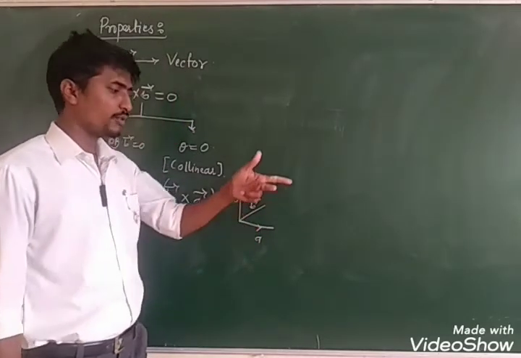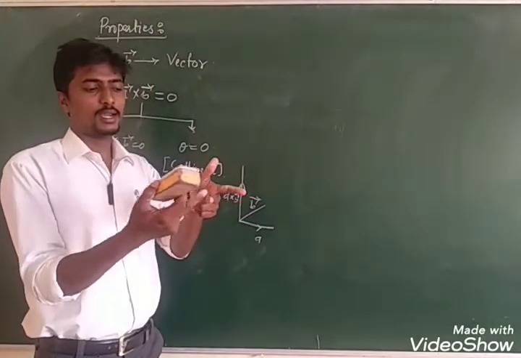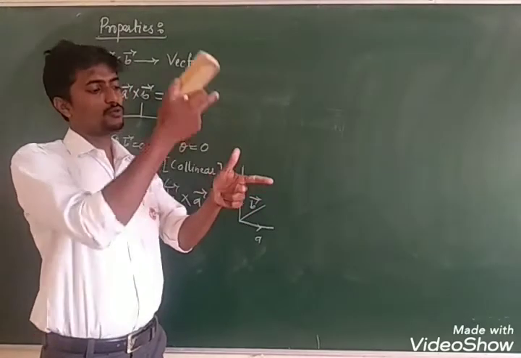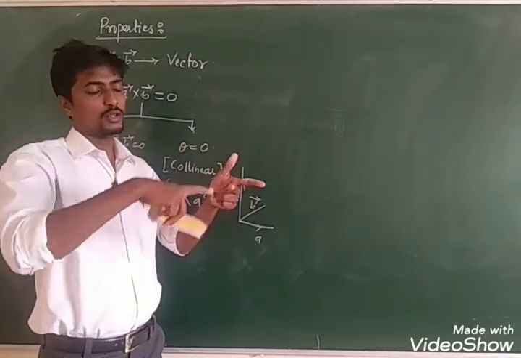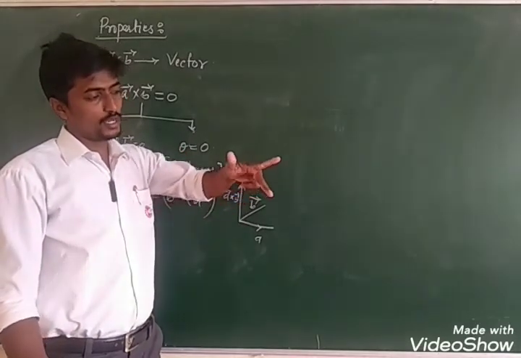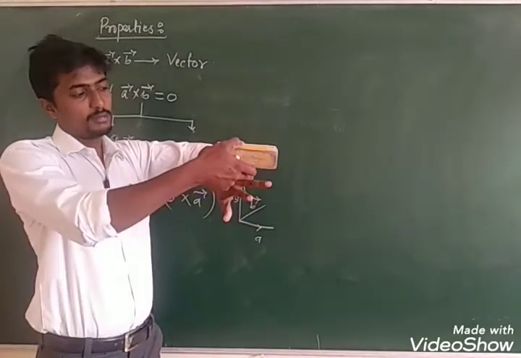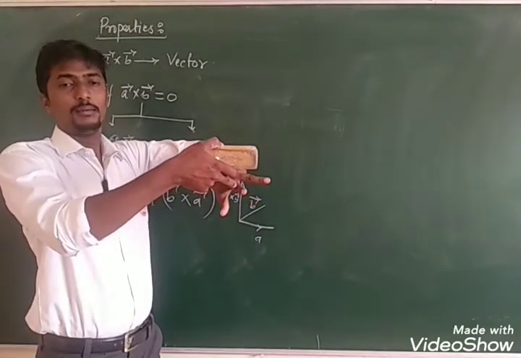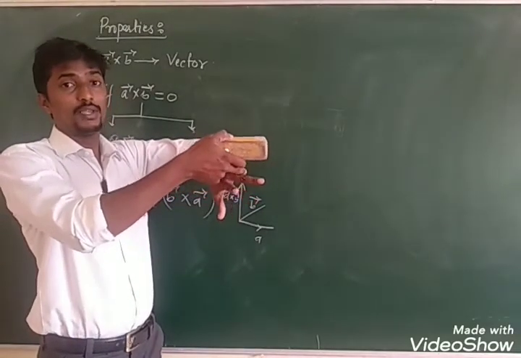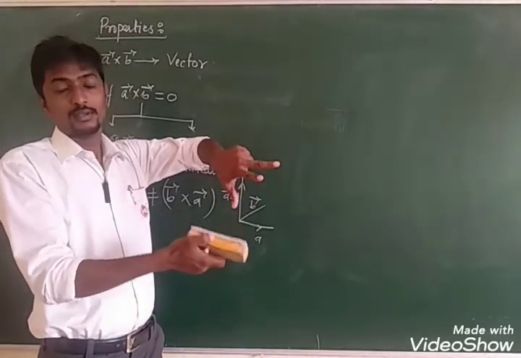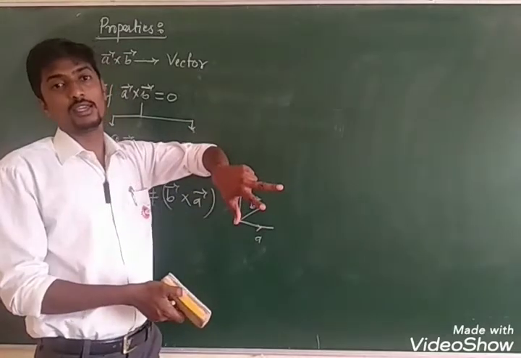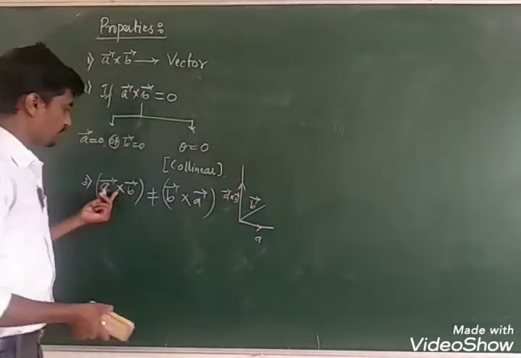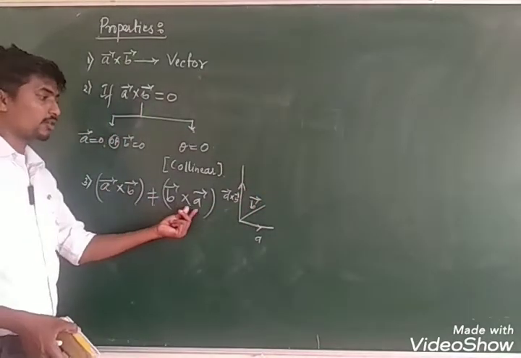If you understood, this is our vector A and this is our vector B, and this is A cross B. If I change A to B and B to A, what happens? Look, if I change it here, this becomes A and this becomes B. Now what is the direction of A cross B? It is going downwards, so the direction is changed. That's why A cross B is not equal to B cross A.